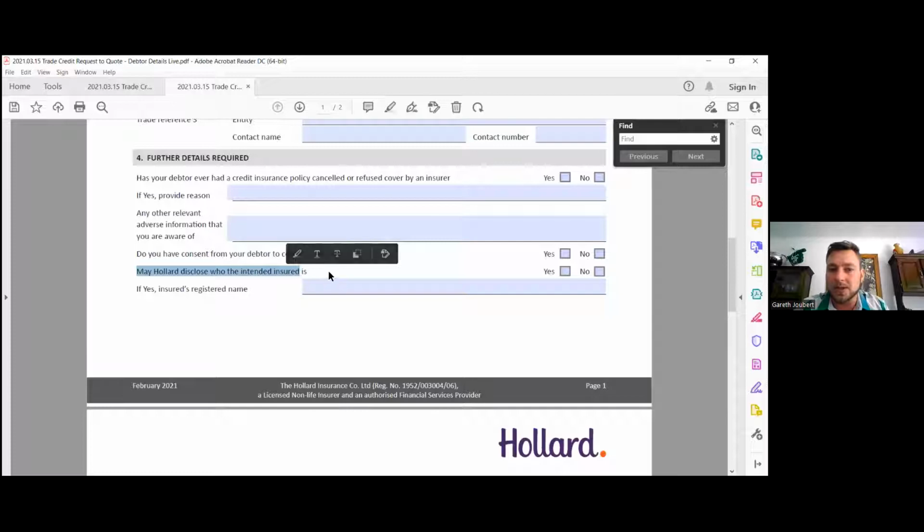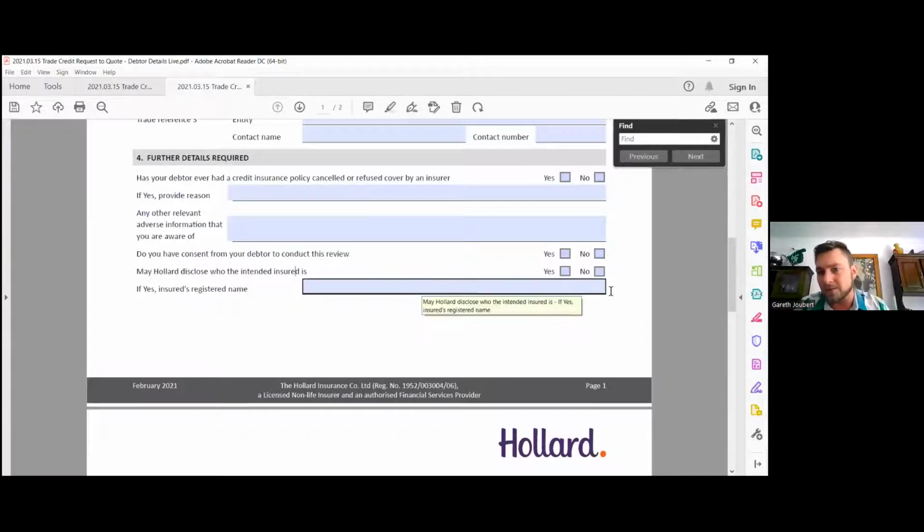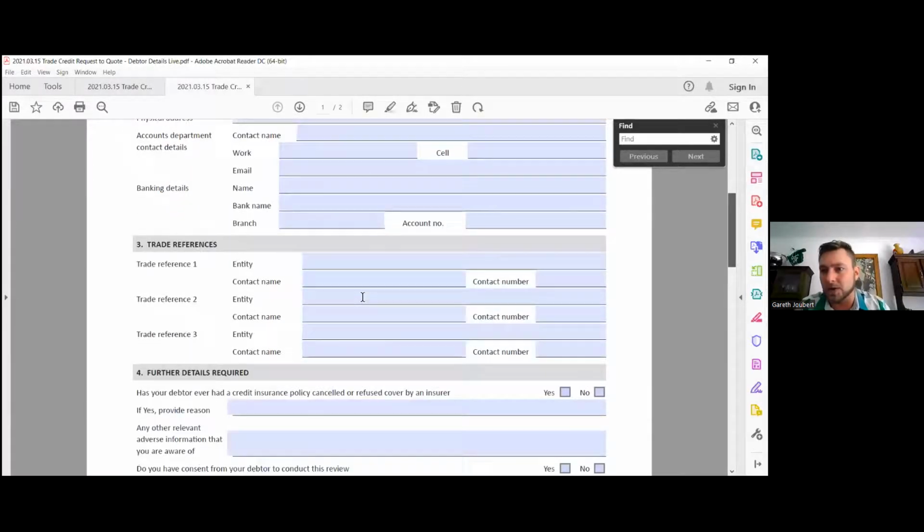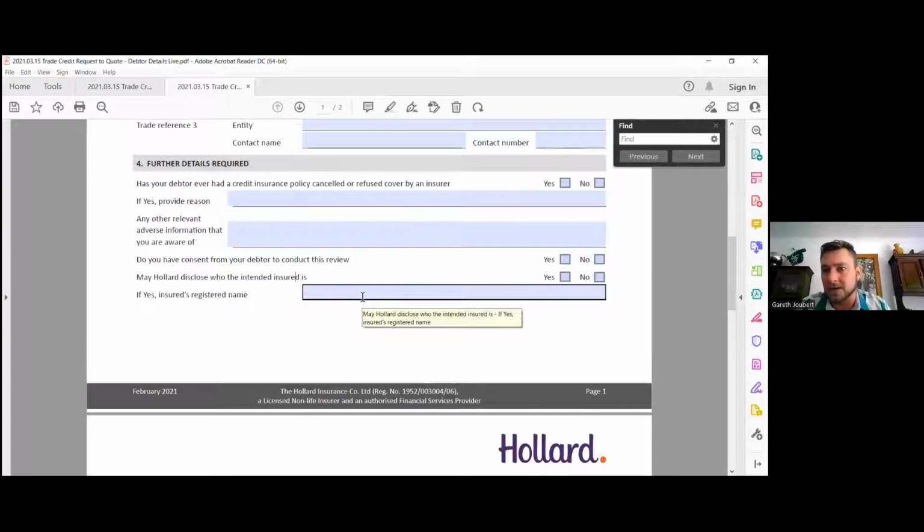May Hollard disclose who the intended insurer is? So the reason why this was put in here was we'd often get requests from a client that would say, we don't want the buyer to know that we're getting cover on them. Okay, so it's kind of a security behind closed doors. It's not a problem for us. We don't mind if the debtor doesn't know that you've got cover on them. But in reality, what does happen, oh, sorry, so this just says, yes, we can, and obviously put in your name. Because if you see this whole form, nowhere does it mention the policyholder. That's the first time it's got any information on the policyholder.